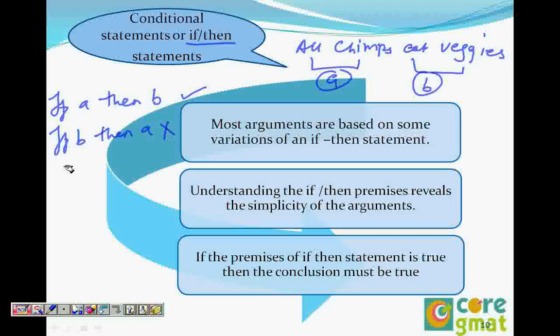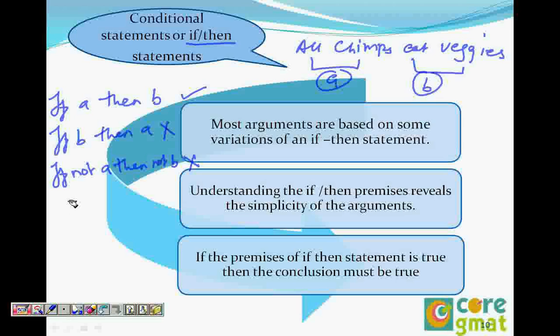Yeah. So let's make one more statement which says if it is not a chimpanzee, then it does not eat vegetables. So if not A, then not B. What about this statement? You're saying if it's not a chimpanzee, then it does not eat vegetables. That again we are assuming, so we can't say this. It is a wrong statement. Yes. I am not a chimpanzee, but I still eat vegetables. So this is a wrong statement.